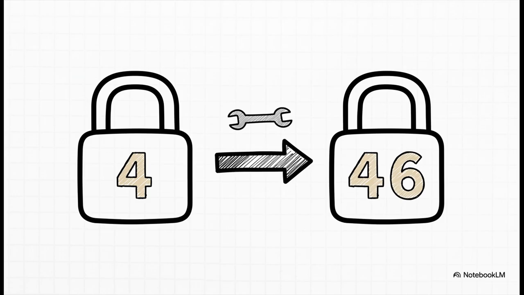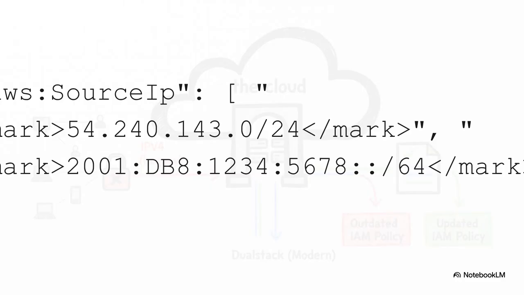So how do we fix this? Well, thankfully, the solution is actually pretty straightforward. All you have to do is update that aws:SourceIp condition so that it recognizes both the IPv4 ranges you want to allow and the new IPv6 ranges. And here it is. This is the after picture. Notice that one critical change? The value for aws:SourceIp isn't just a single string anymore. It's now an array, a list that contains both your original IPv4 range and your new IPv6 range. Just like that, your policy is finally as modern as your endpoint.